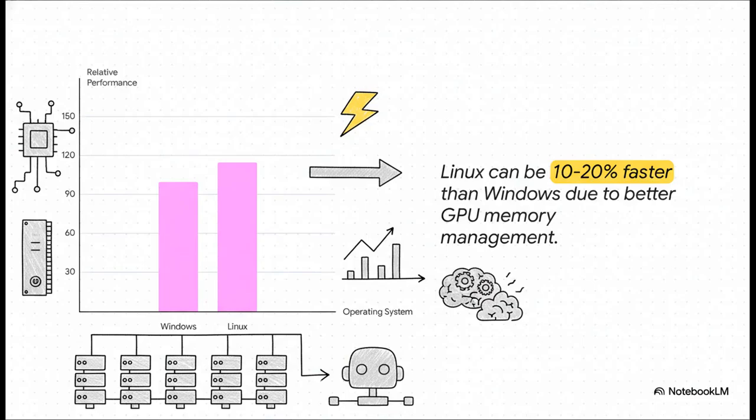Believe it or not, even your choice of operating system makes a difference, a real difference. Just look at this. Linux consistently gives you a 10 to 20% performance boost over Windows for this kind of work. Why? It all comes down to better GPU memory management and less overhead. It's basically a free performance upgrade if you're willing to make the switch.